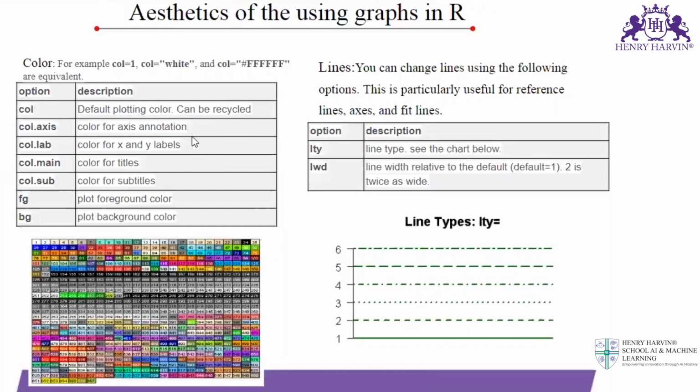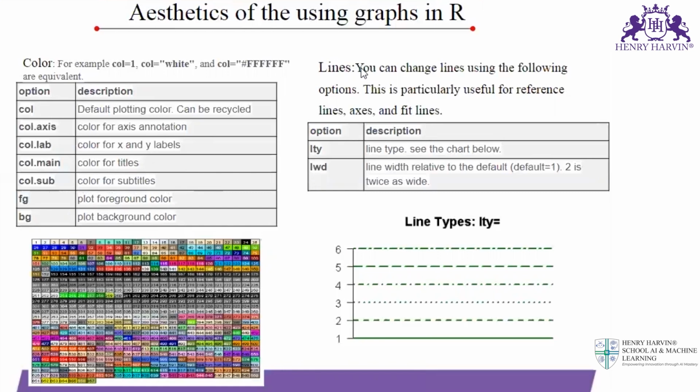If you want to color the axis names, for that we use col.axis. Then there is col.lab for coloring the labels. Then there is col.main. So if you want to change the color of the title you are giving to your graph, you can use this command. Then there is color for subtitles. If there is any subtitle you are adding, you can change its color also. Then you can give the background color to your graph also.